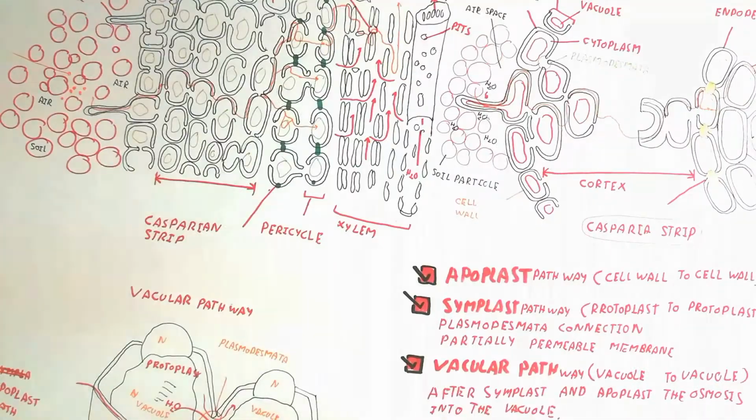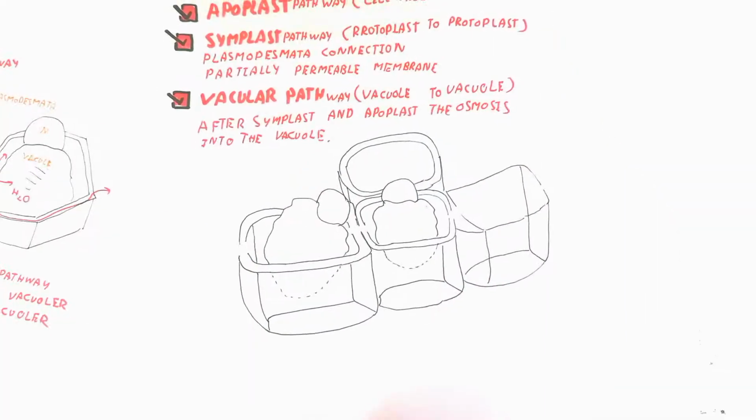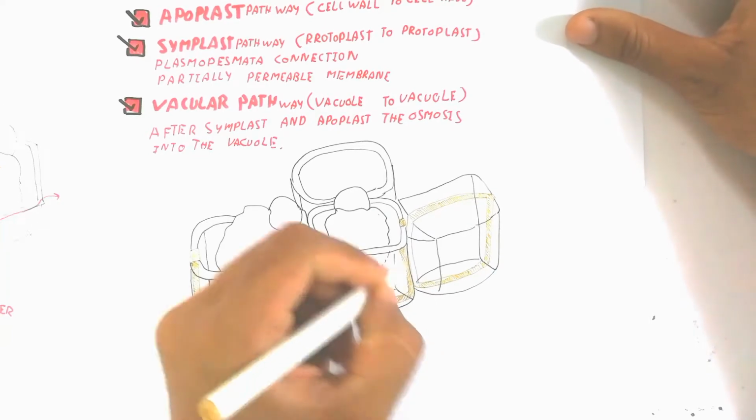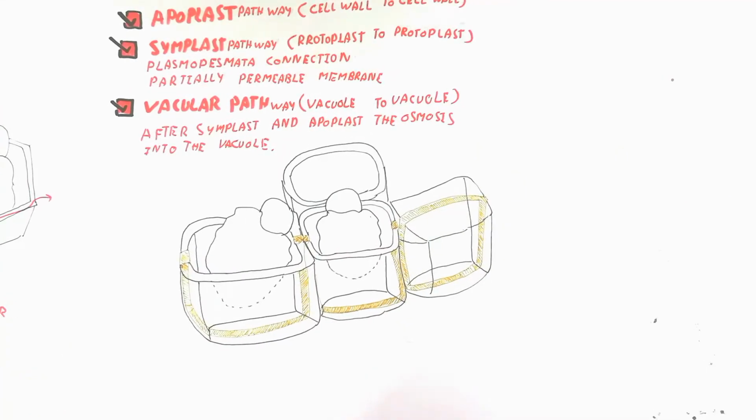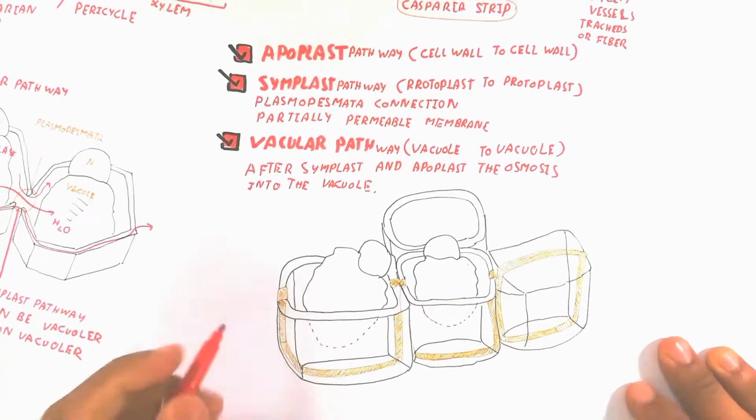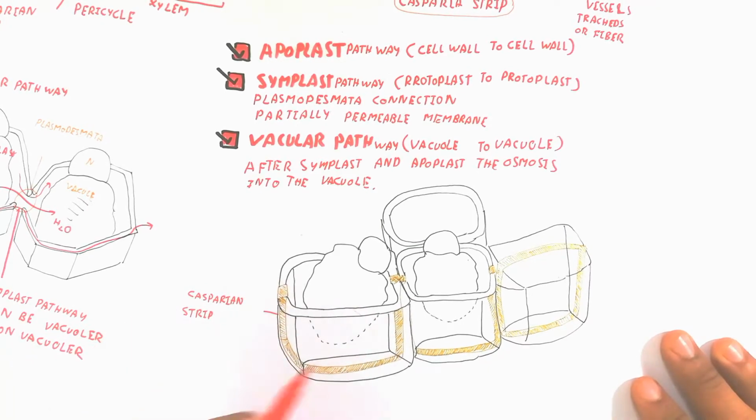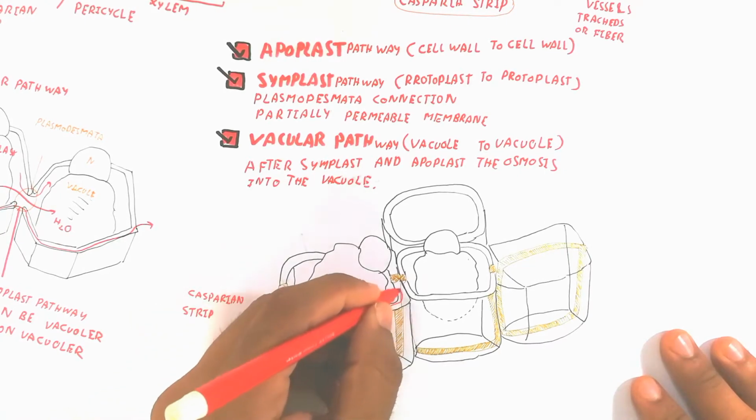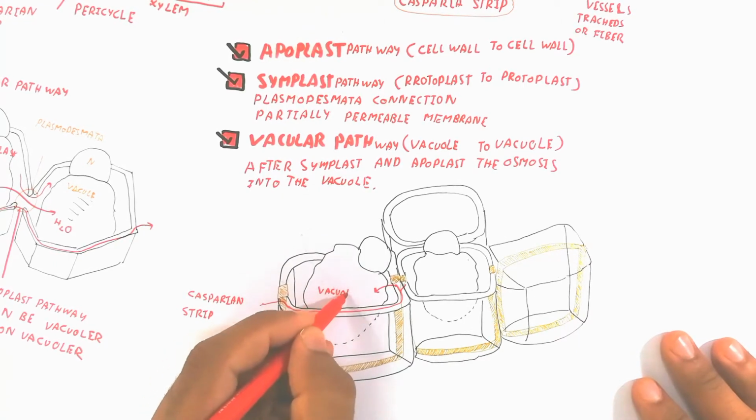So here basically I will give you the Casparian strip concept. Here is the cell, basically endodermis cells, which are lignified. A waxy material is present in the endodermis, which is known as the Casparian strip. The Casparian strip lines the whole cell wall, which does not allow water to remain inside the cell wall. So water will bend from here to here.